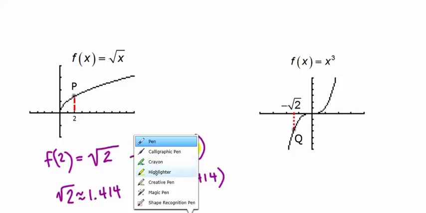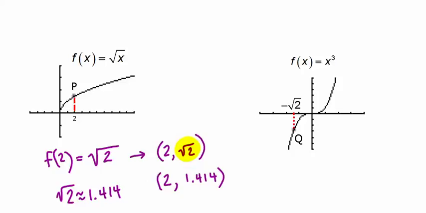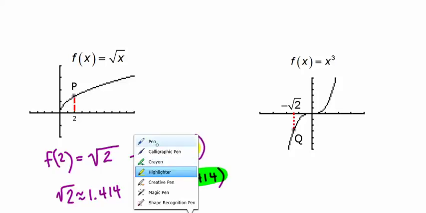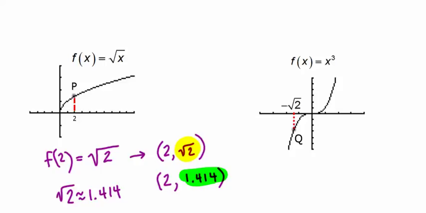These two ordered pairs represent the same point on the graph. However, one is an exact value and the other is an approximation. This is an approximate value. And that location would be right 2, up about 1.4 units, which you can see falls right on our graph of the square root function.